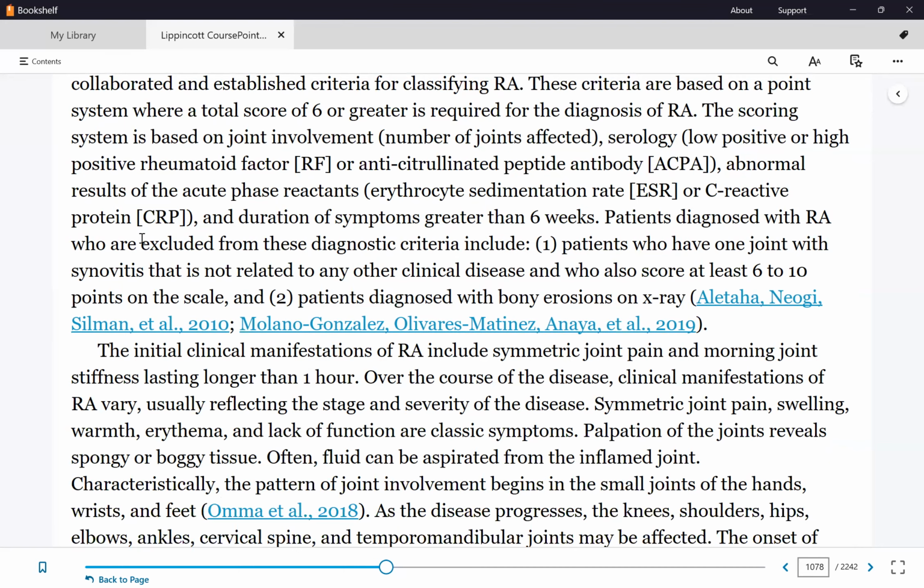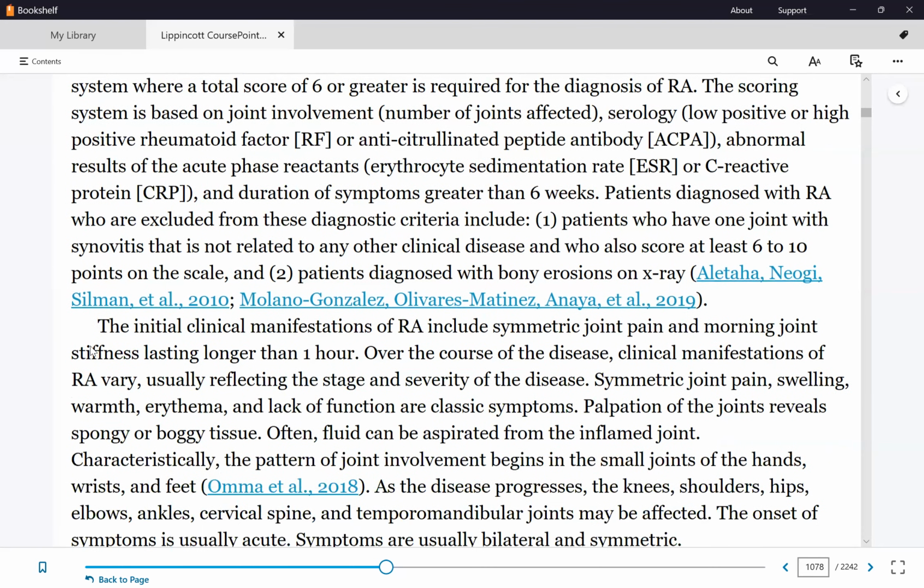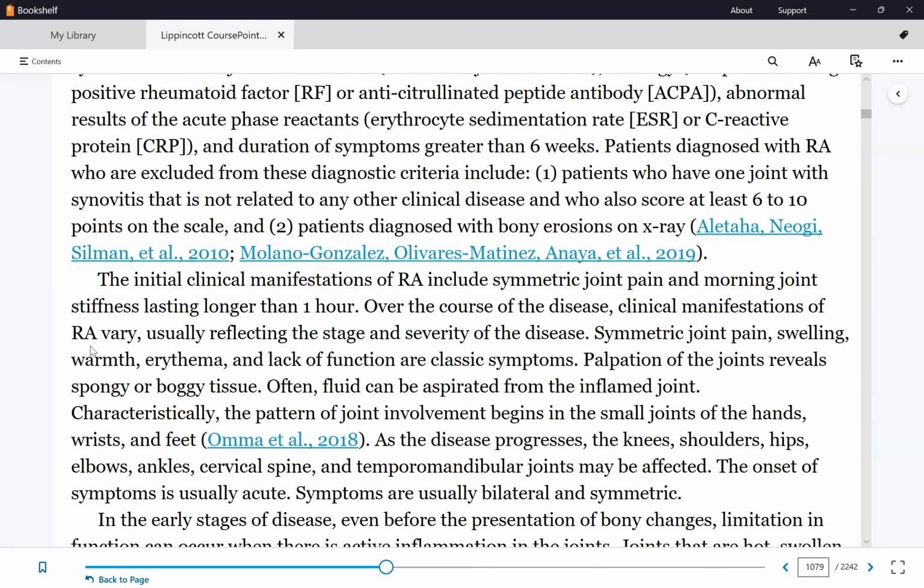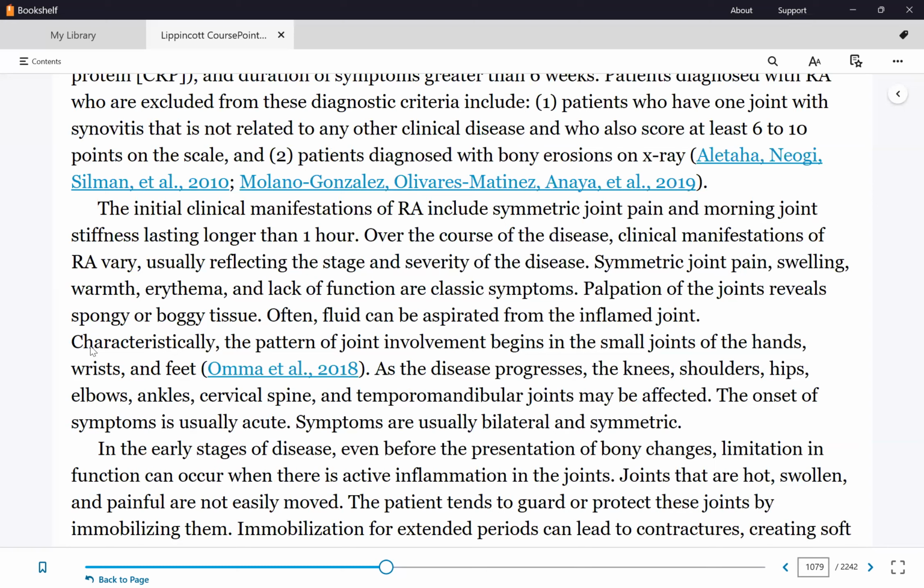They also do EMGs, MRIs, just to make sure they're making a correct diagnosis. Okay, rather than, is this a spinal issue? Is this a spinal nerve problem, or is this a neurologic problem? Let's say, is this some form of polyneuritis? So they want to make sure that this is RA and not something else. You follow? Okay, so these are the manifestations.